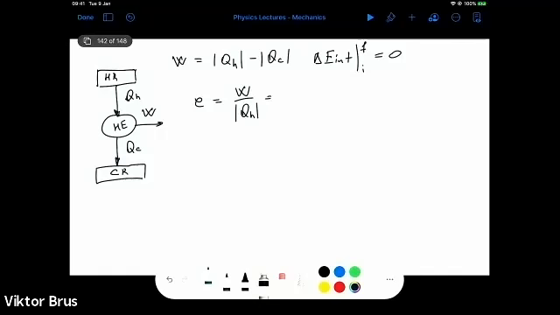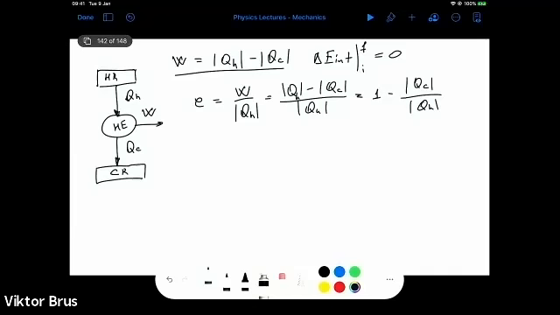Taking into account that the work done is the difference between QH and QC, we can write QH minus QC divided by QH, or it is unity minus QC divided by QH. So this is the definition of the efficiency of such a heat engine, and we see that it will be equal to unity.